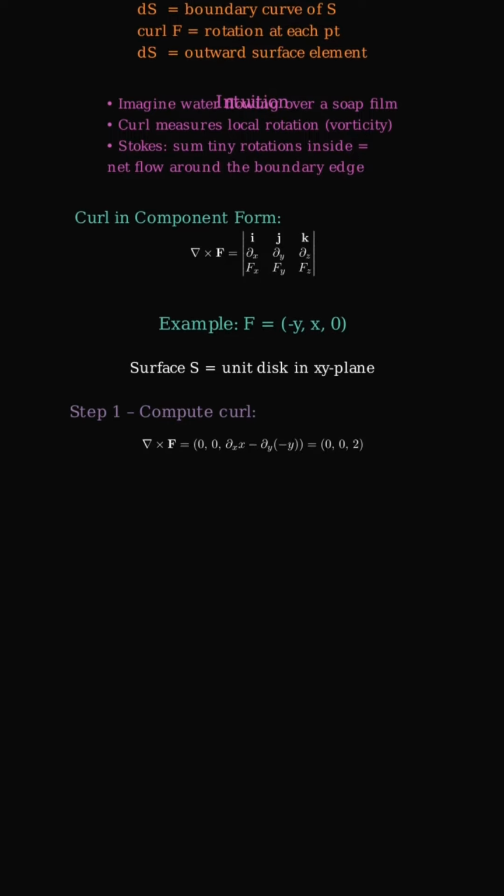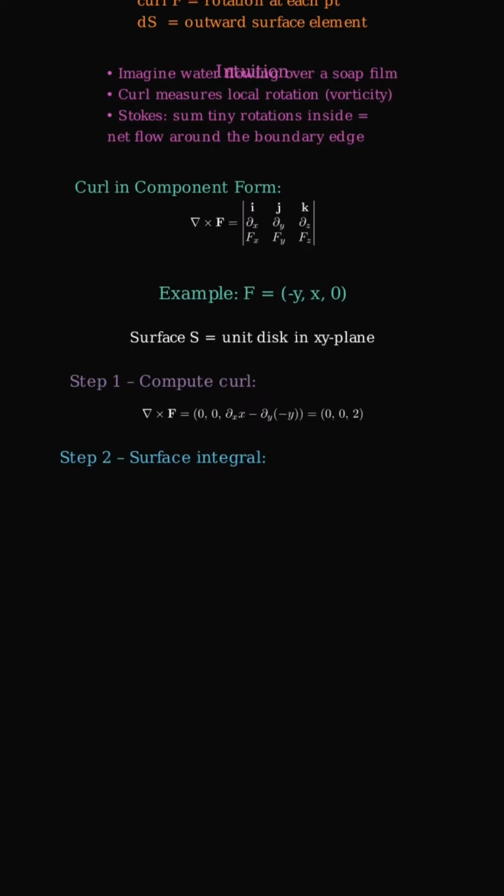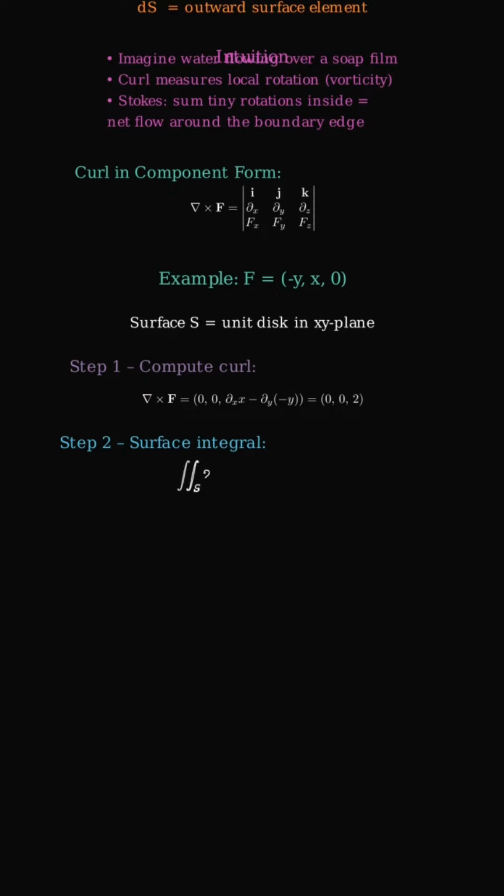Step 2, compute the surface integral. Since curl equals 2 in the z direction and the surface is a unit disk, we multiply 2 by the area of the unit disk. The area of a unit circle is pi. So the surface integral becomes 2 pi.